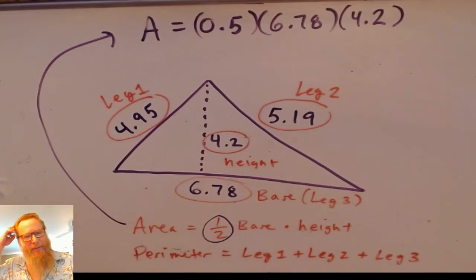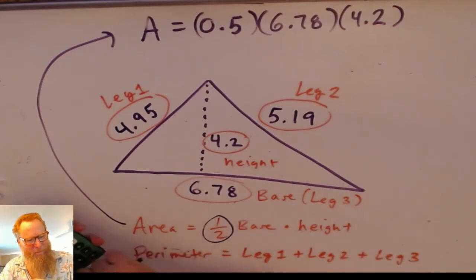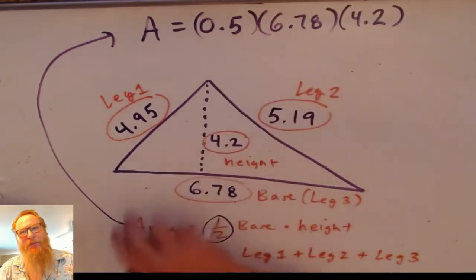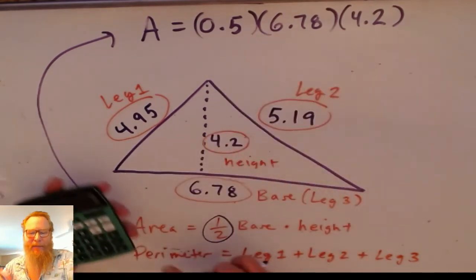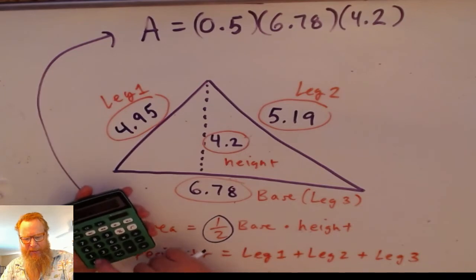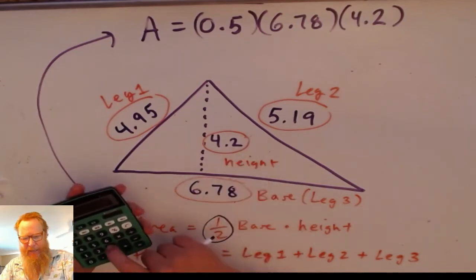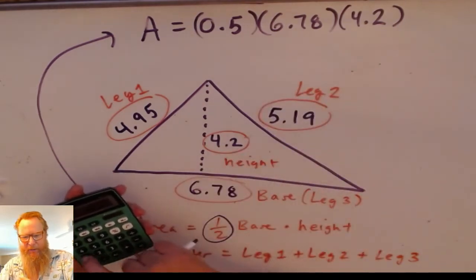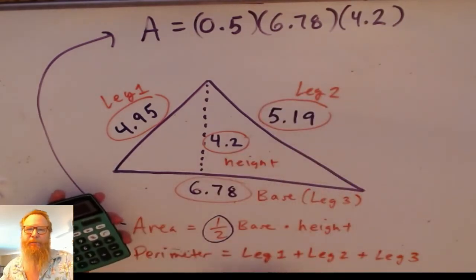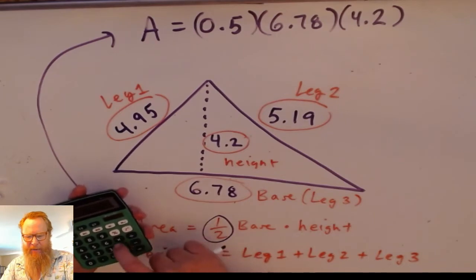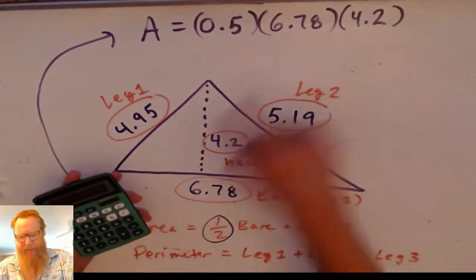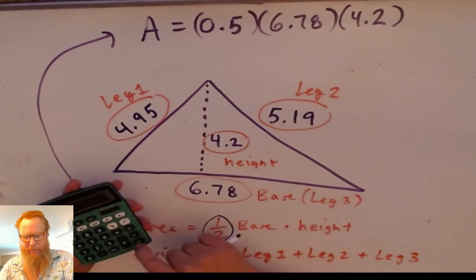And again, because the objective here is geometry, I don't want to spend 10 more minutes trying to do that all by hand. And so here's an acceptable use of the calculator. 0.5 times 6.78 times 4.2. Oops, I hit the wrong button. Try it again. 0.5 times 6.78 times 4.2.